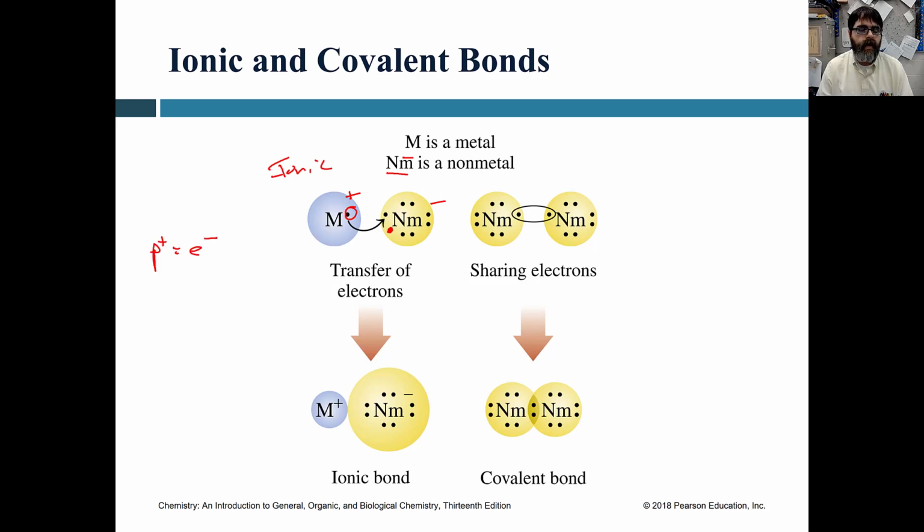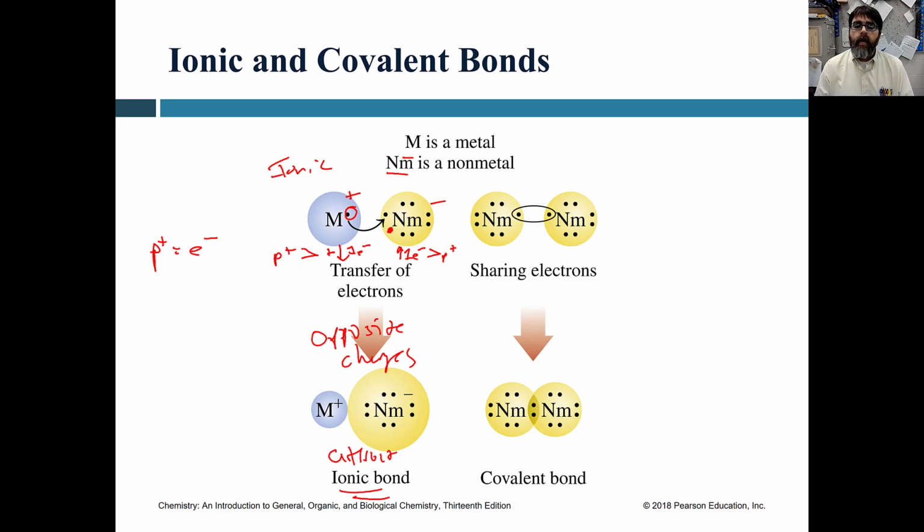So now if on the metal here we lose 1 electron, then we're going to have more protons. Whereas on the nonmetal, if we gain 1 electron, then we're going to have more electrons than protons. And so that's what causes the charges, and then opposite charges attract, and we end up with an ionic bond.